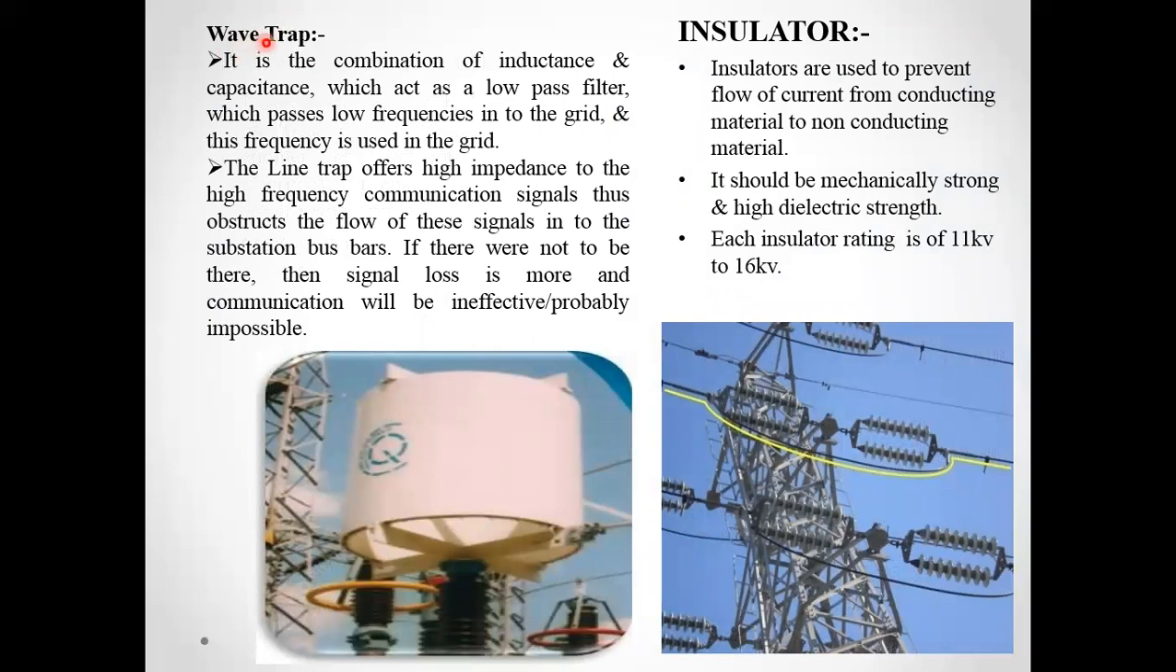Next we will see the wave trap. What is a wave trap? The wave trap is a combination of inductance and capacitance, which acts as a low pass filter, which passes the low frequencies into the grid, and this frequency is used in the grid. And a trap means it will be trapping. The line trap offers high impedance to the frequency communication signals, so that it obstructs the flow of these signals into the substation bus bars.